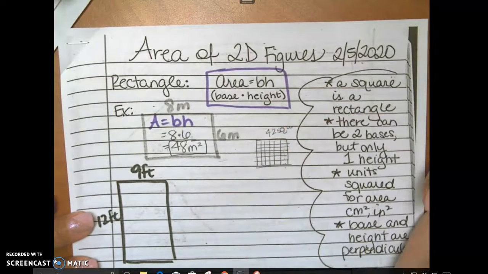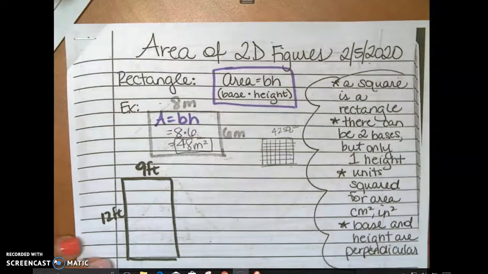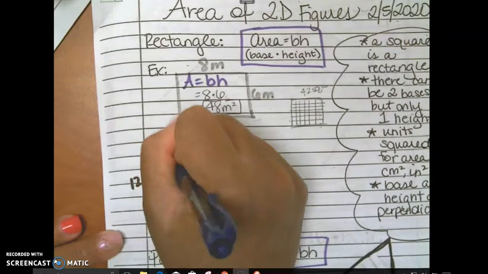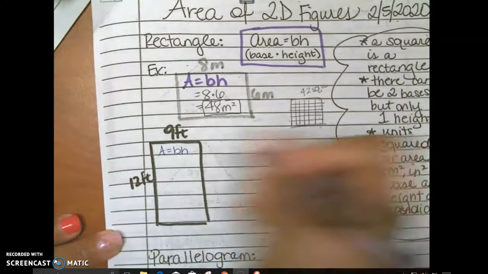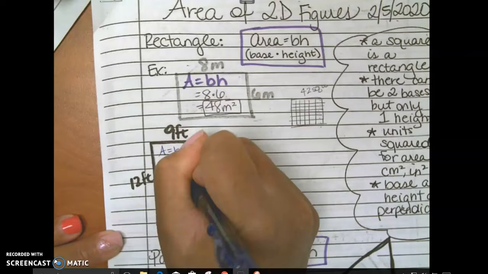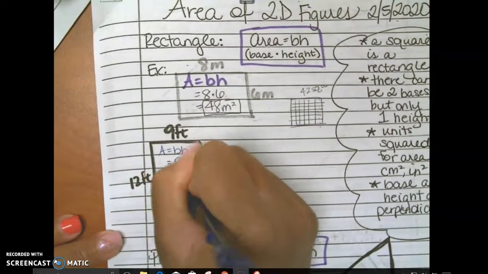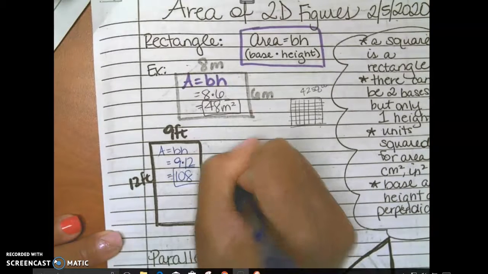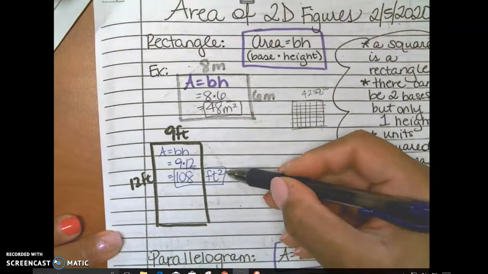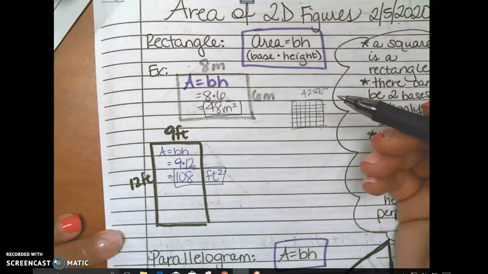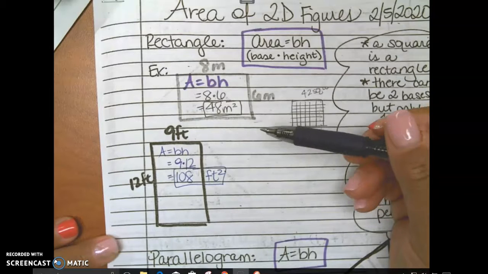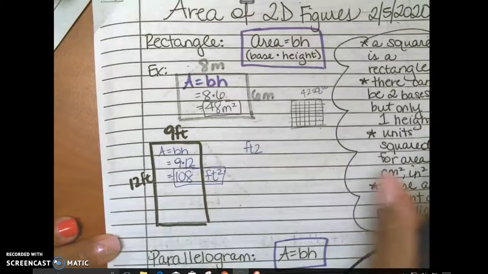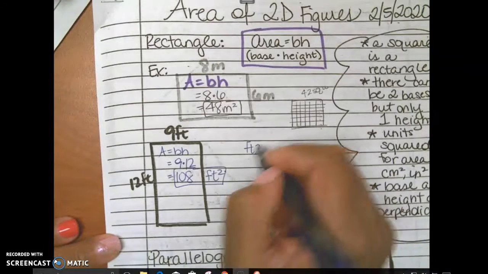Okay. All right, over here. Base times height is my area formula. What's my base and my height? 9 and 12. 9 times 12 is? 108. 108 feet squared. Also, when you're writing this exponent of a 2, make sure that it's small. It is superscript, meaning it's up at the top and it is tiny. Do not write feet squared with a full-size 2 because then that looks like feet times 2, and that is incorrect.